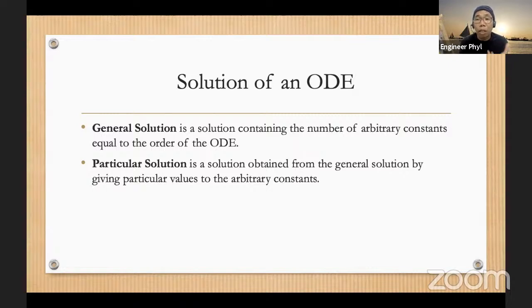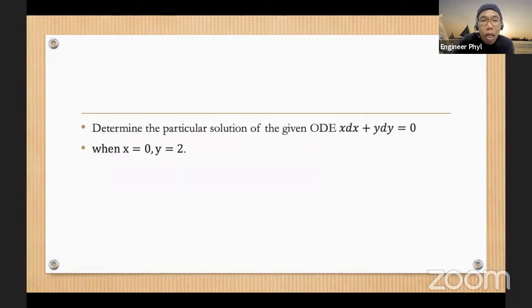So you can only get the particular solution if you use the general solution, applying the conditions to solve for the value of the arbitrary constant. So the general solution contains an arbitrary constant, and then you use the general solution to determine the particular solution. Let's have an example. Determine the particular solution of the given ODE x dx plus y dy equals 0 when x is equal to 0 and y is equal to 2.